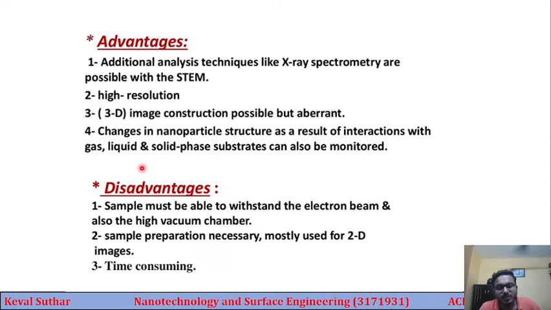Now let us discuss about some disadvantages. First of all, the sample must be able to withstand the electron beam and also the high vacuum chamber. So that is one requirement. Second is the sample penetration is necessary, which is mostly used for 2-dimensional images. So we need some form of sample preparation for this method. And third is this methodology is a bit time consuming.